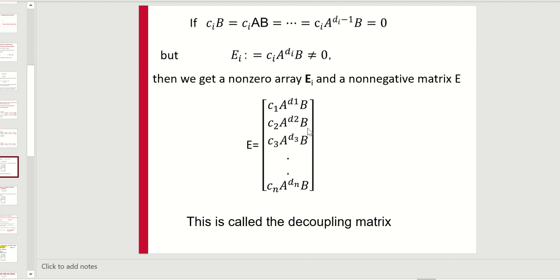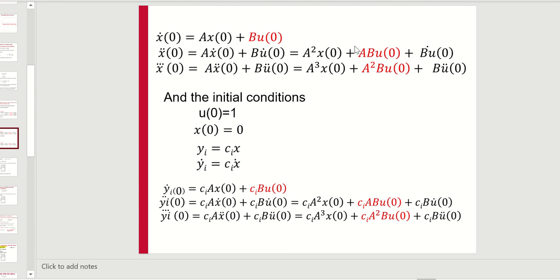This will be C2A to the D2B. Now these D parameters will depend on when we compute these terms. It could well be that CB is 0, so then we could compute CAB, and that could be 0, but eventually one of them will come out as non-zero.